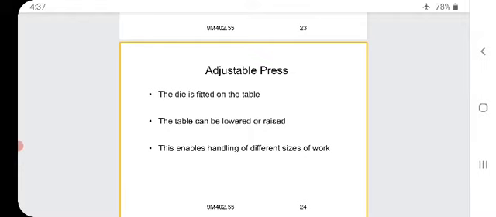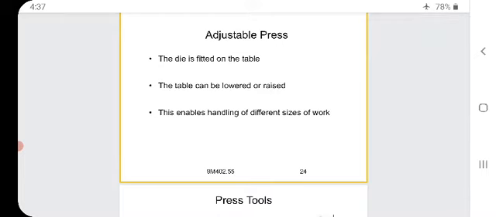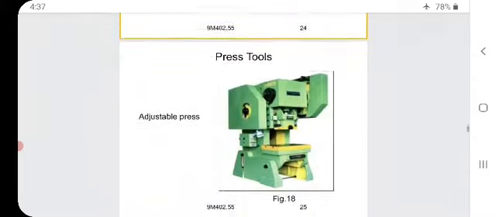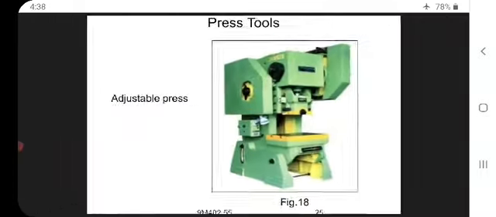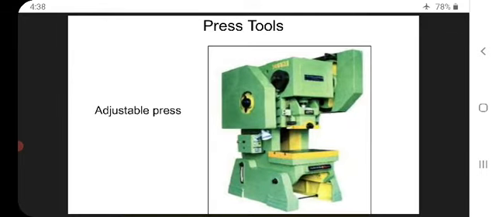The table can be lowered or raised. This enables the handling of different sizes of work. That is nothing but it can accommodate different sizes of workpiece. So this is a figure of an adjustable press. You can see it on the screen clearly.